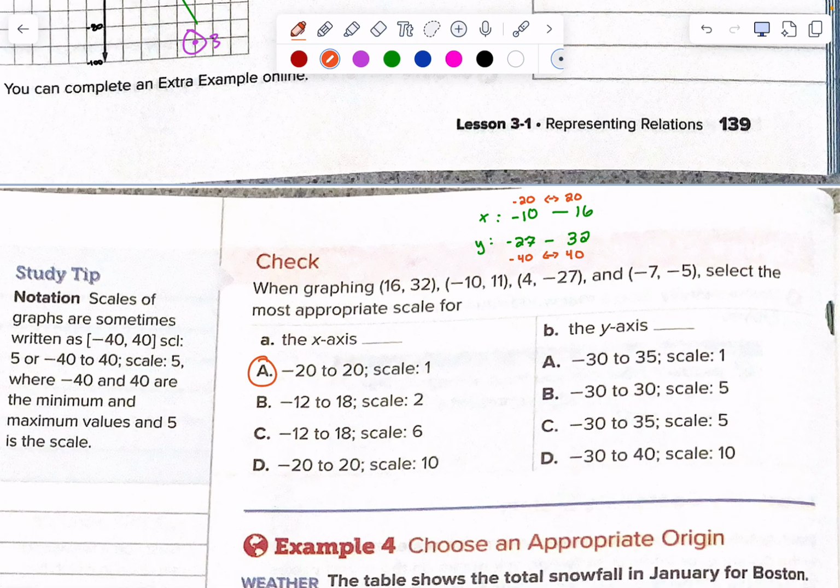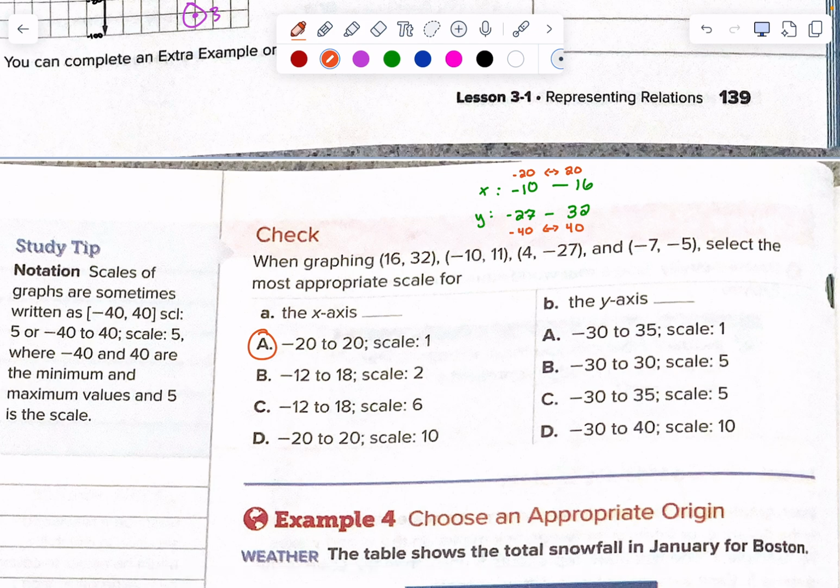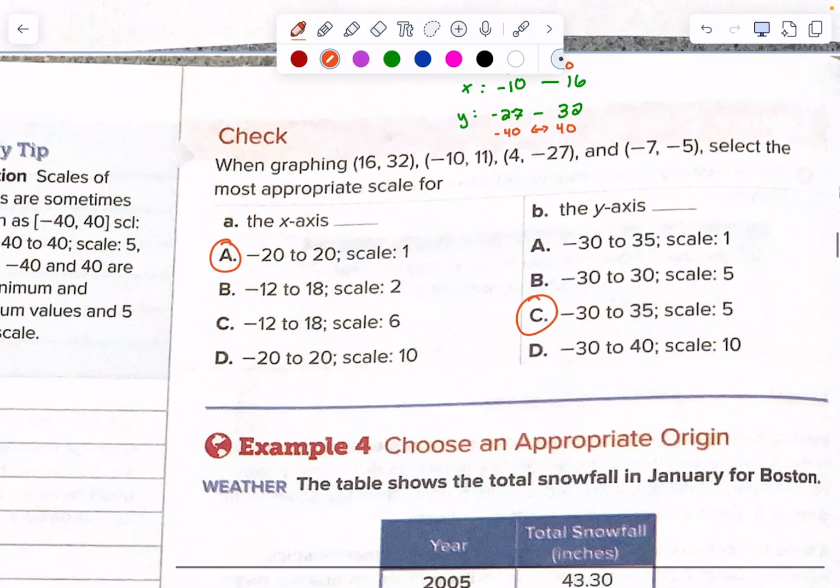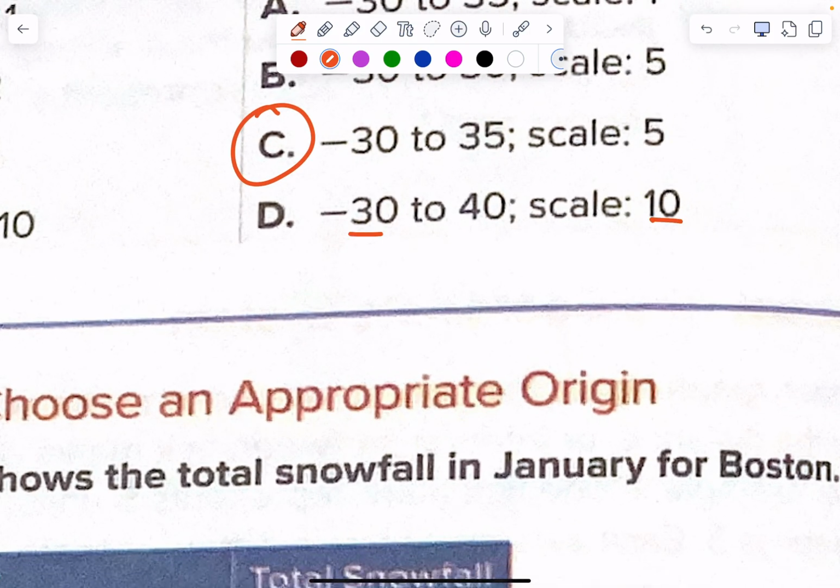The y-axis, we said negative 40 to 40. But they don't give us that option. So what should we do? Negative 30 to 40. Got it. But I don't like the scale of 10. That's way too big. Let's go negative 30 to 35. Let's do that and do a scale of 5. I like that idea. Yeah. Just so you know, a scale of 10, negative 30 to 40, would only be 1, 2, 3 units this way and 1, 2, 3, 4 units that way. That's not a very big graph. Does that make sense? Yeah.